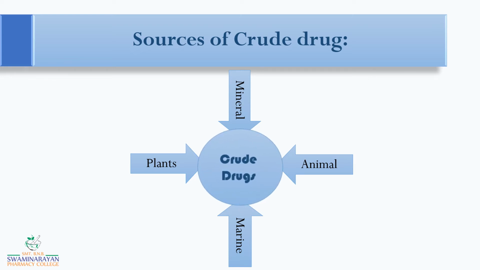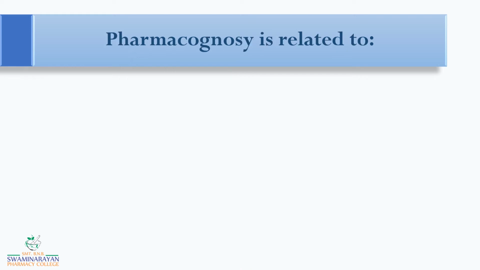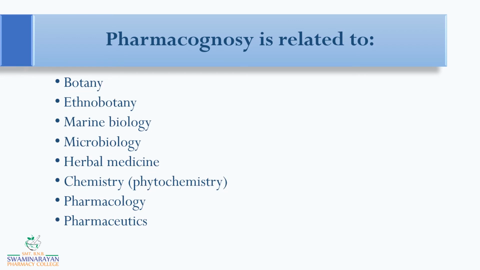The plant is the major source of crude drug. Pharmacognosy is related to botany, ethnobotany, marine biology, microbiology, herbal medicine, chemistry, mainly focusing on phytochemistry, pharmacology, and pharmaceutics. These are the different fields related with pharmacognosy.